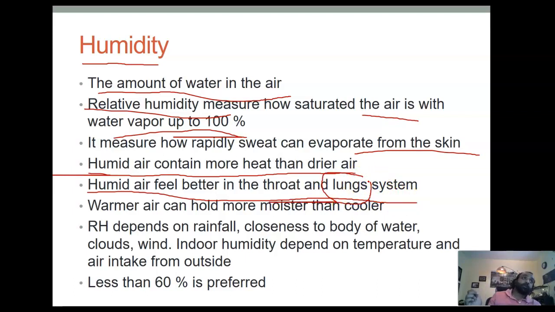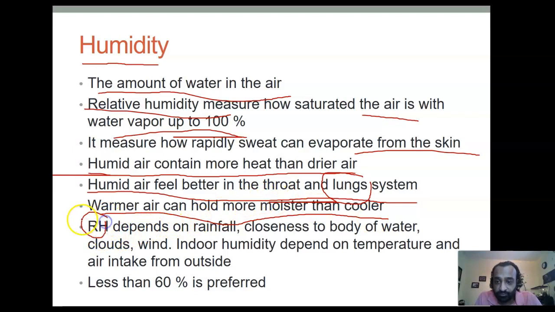And so that's why we don't want to be in a completely dry climate. In the winter, you need to put a humidifier because we want that range. So we want to be between 40% and 60% humidity. That's our comfort level of heat. Warmer air can hold more moisture than cooler, and that's very important to remember. It works very well for drying stuff.